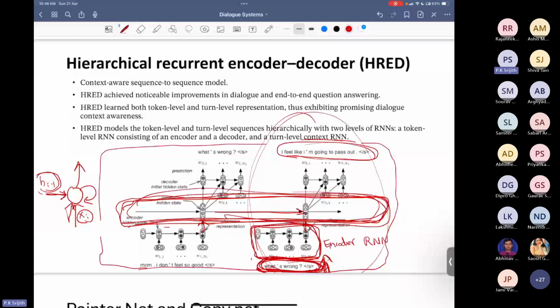Now that hidden representation is provided as input to this RNN, which is the RNN at a higher level, known as a hierarchical RNN. And this RNN computes a hidden representation based upon this input that you have obtained from this user message, and also the hidden representation from the previous turn.